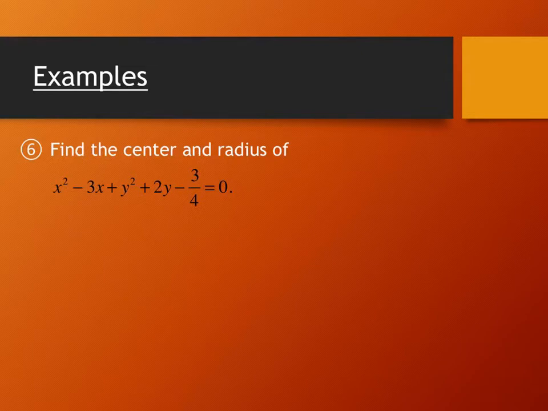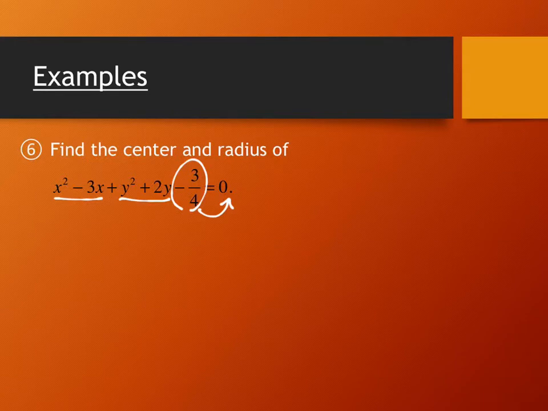So again, this kind of starts out nice. I've already got the x's grouped. And the y's are already kind of attached beside each other anyway. But this negative 3/4, it needs to move to the other side. And it is a fraction, and I'm sorry about that, but you guys can deal with it. You know how to deal with fractions, right? You don't have to like them. You can still work with them.